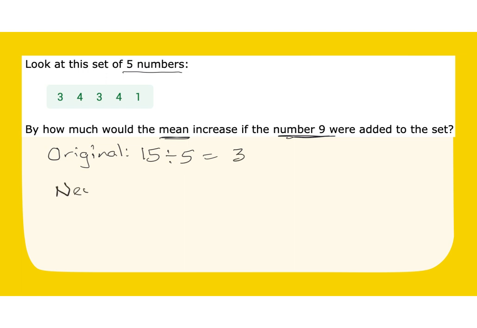In my new set, I now add the number 9 in there. So I have a new total of 24. And I'm going to divide by 6 this time because I now have 6 numbers, which would give me an answer of 4. So my mean increases by 1 because it went from 3 to 4.